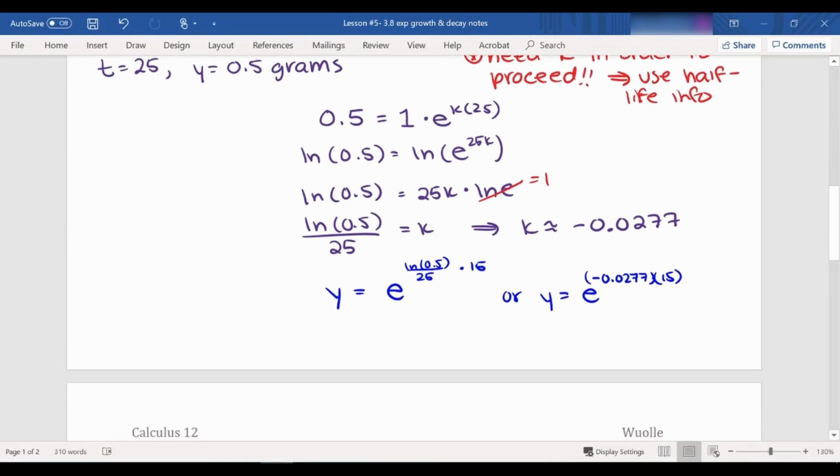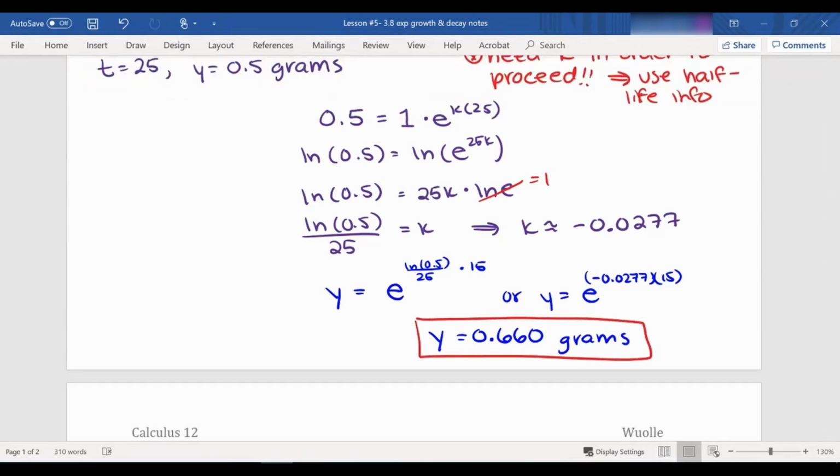And then if you do either of these, you get 0.660 grams after 15. So we didn't use the new information about dy/dt at all, but we're getting comfortable with using e and solving these questions. Most of the time, you will not be given k. You need to find k first, and that's part of the purpose of the question.